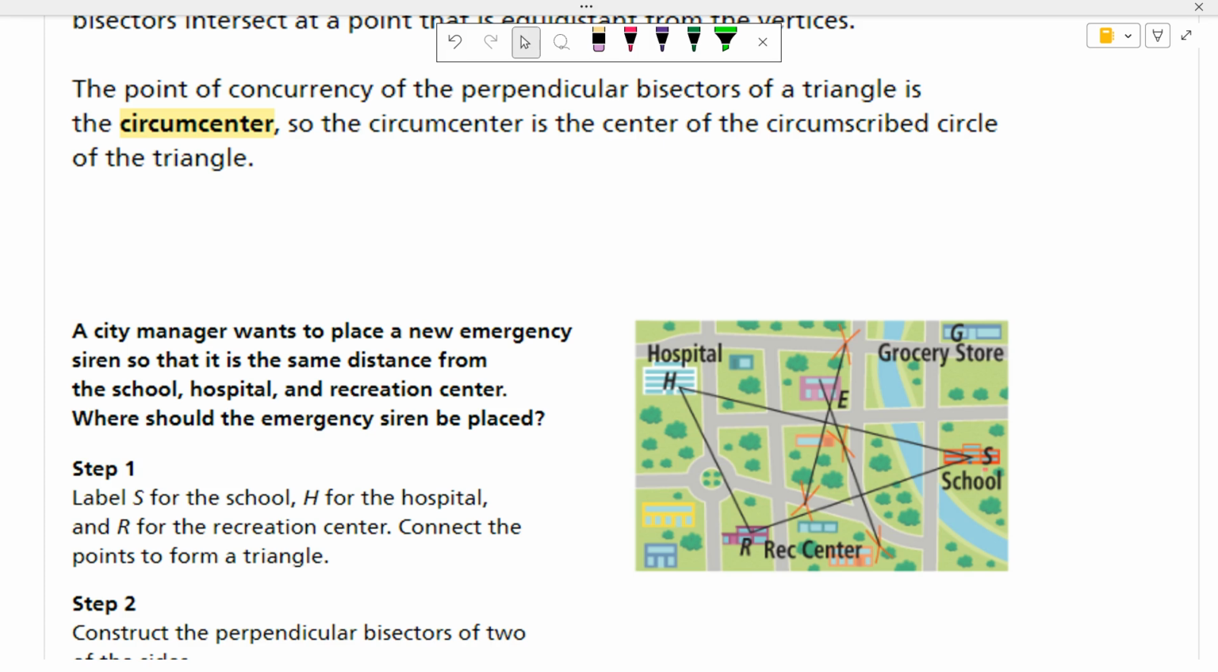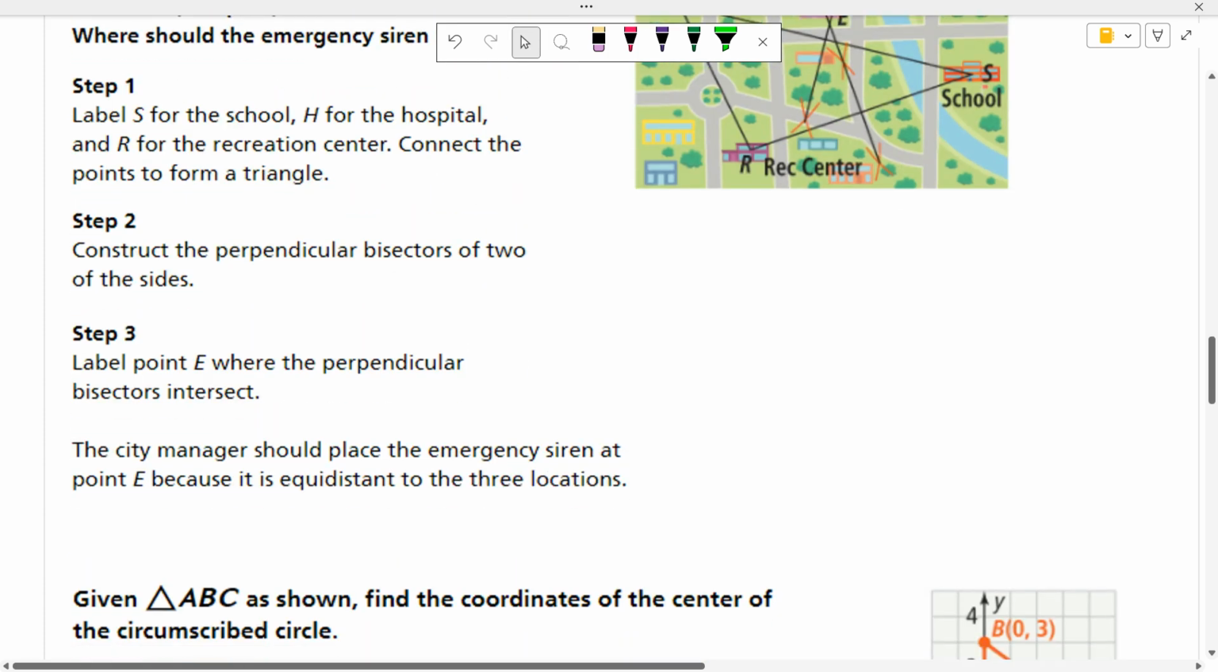spots with a triangle. And then you draw perpendicular bisectors, and where they cross should be the location of the siren. So in this case, the siren should be right at E, right in front of whatever building this is, okay? Because it's the same distance from the hospital, the rec center, and the school, okay? That would be the circumcenter.